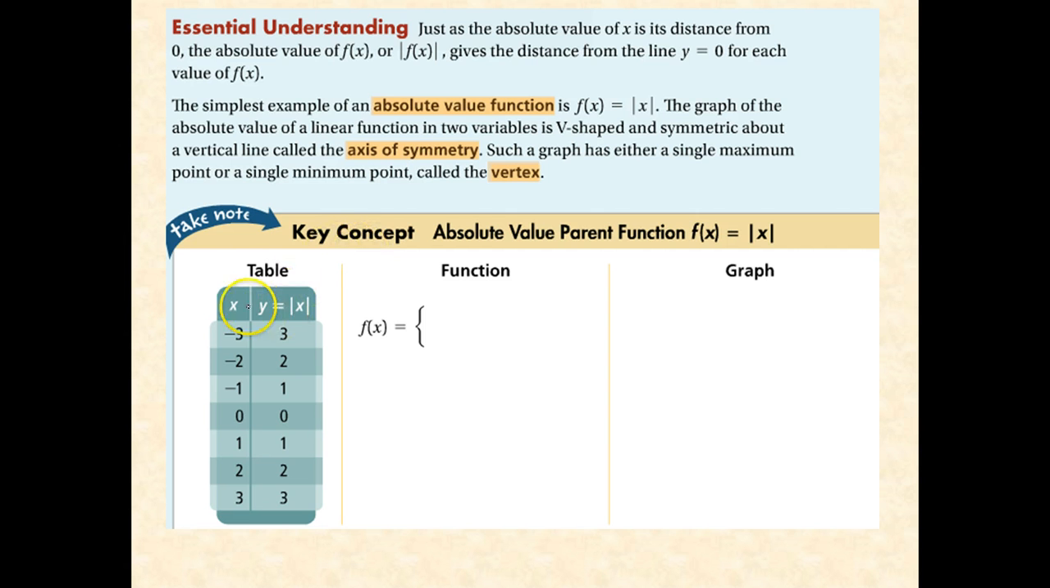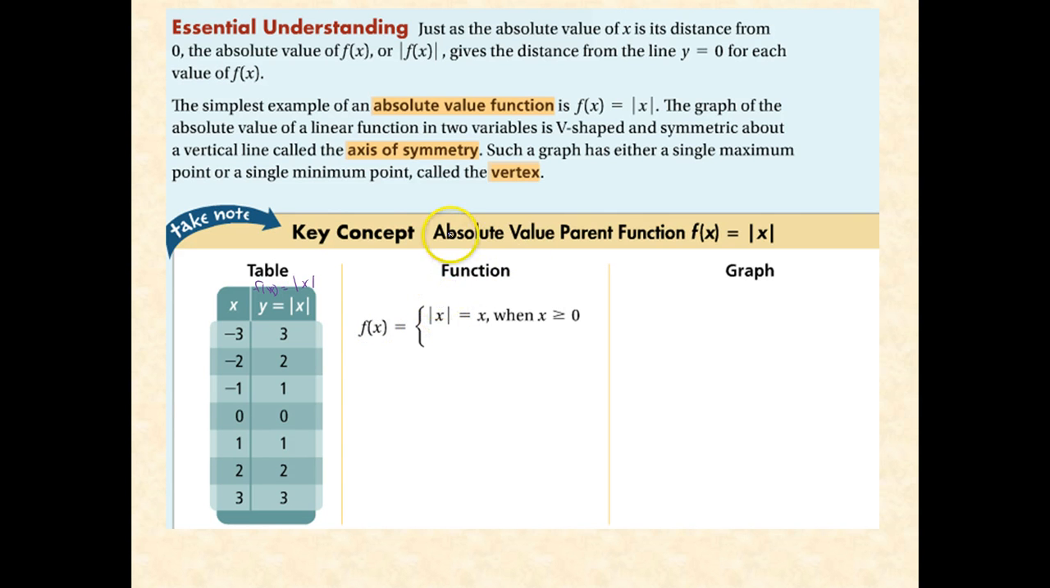Okay, so if we were to make a table of values, and if our x values went from -3 to 3, then our y values, or our f of x values, so y and f of x are the same thing. They're both the output of the function. It's just the absolute value of x. So 3, 2, 1, 0, 1, 2, 3.